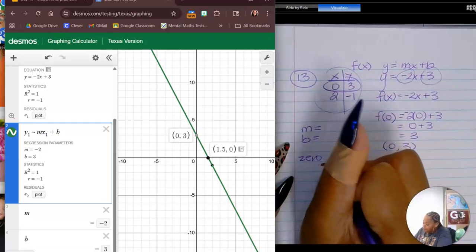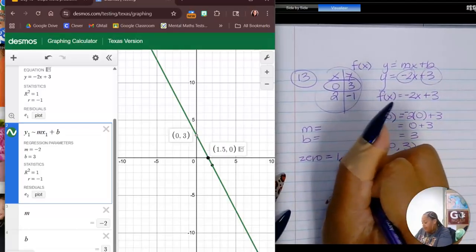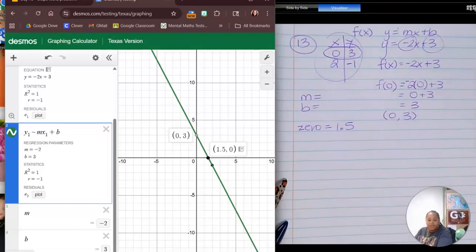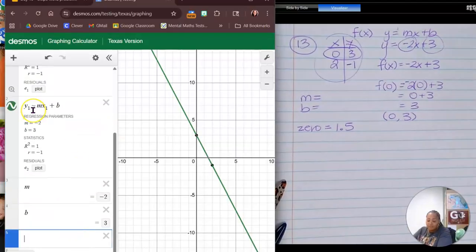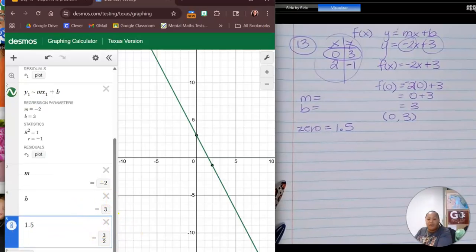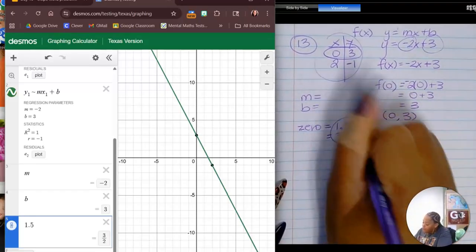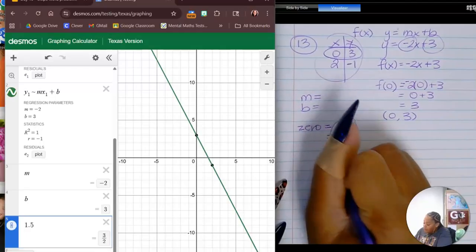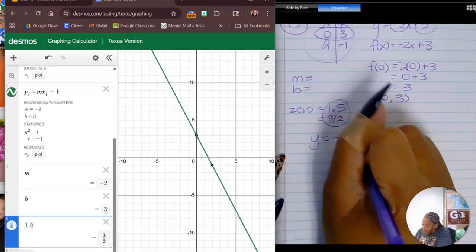So the 0 is 1.5, and I can turn that into a fraction over here. Now only because this is a terminating decimal, 1.5, and then hit the fraction button, and it says 3/2. So all the things, y equals -2x plus 3.